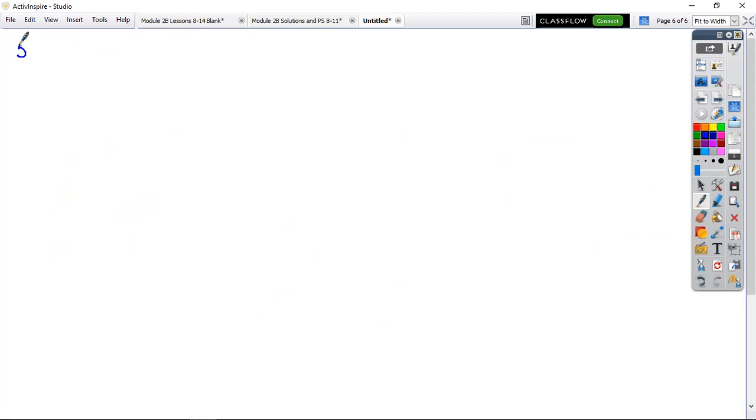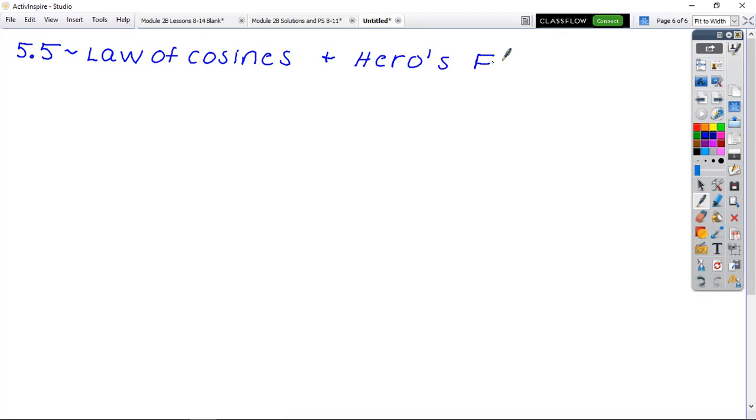So this is 5.5, because then you can start those. So this is what we call law of cosines. I'm not going to finish these today. But what we're also going to add on tomorrow is what is referred to as Hero's formula, which just pertains to area of a non-right triangle.